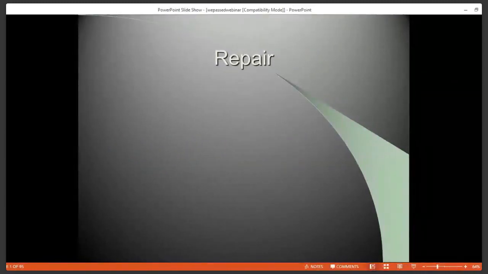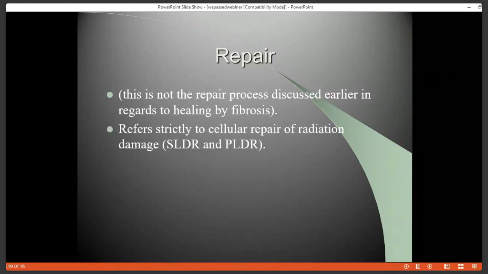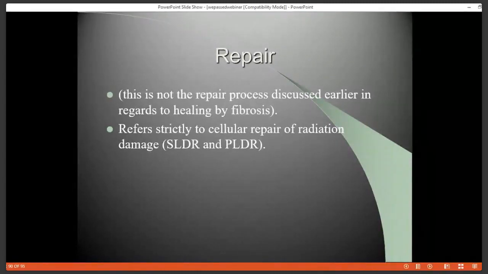The last of the 4 Rs is repair. And this is, again, for radiotherapy, a very big one of the 4 Rs. This is not the repair that we talked about earlier in regards to healing by fibrosis. This is a different type of repair. This refers strictly to the cellular repair of radiation damage seen through sublethal damage repair and potentially lethal damage repair. Our fraction sizes, again, the 180 a day, the 200 a day, the 240 a day, are considered sublethal amounts of radiation. And repair needs to happen during the 24 hours that the patient is away for healthy cells to survive this type of dose of radiation.